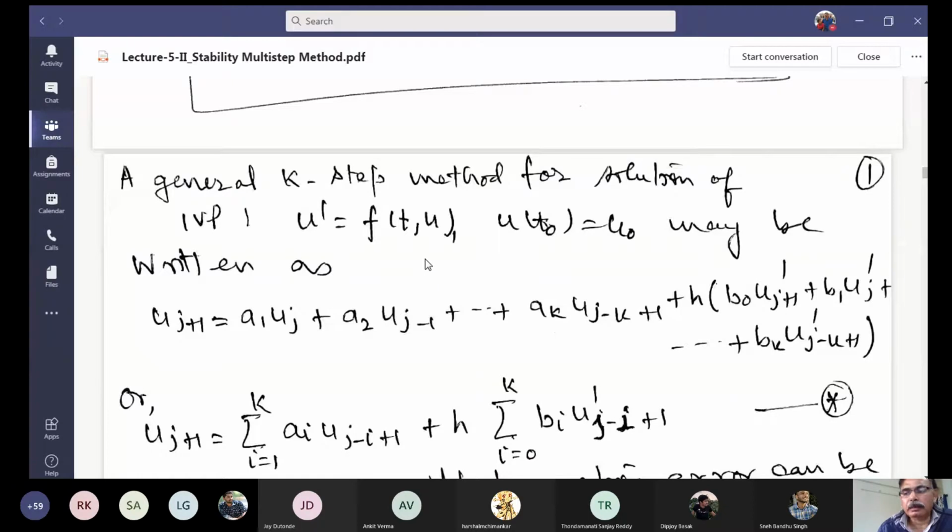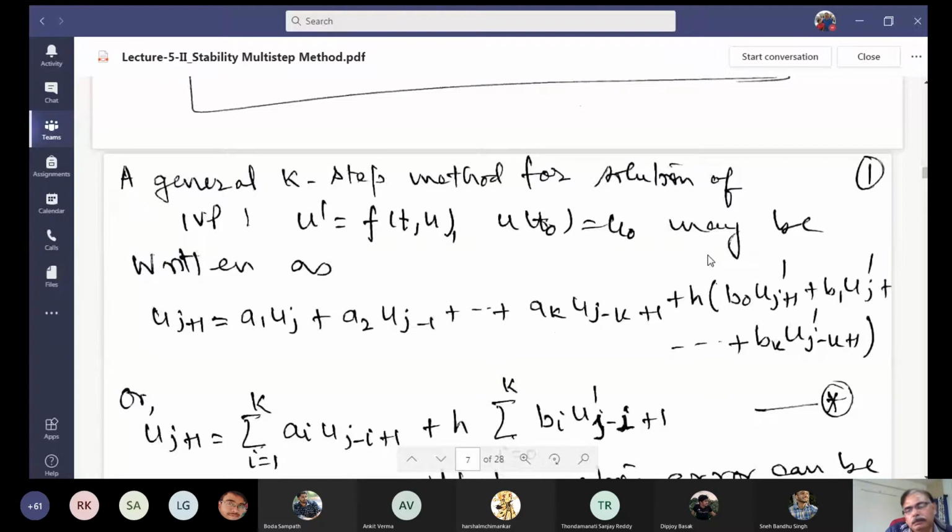Next we'll see what we have seen as the consistency part, and we'll see those things in terms of the polynomials rho and sigma. So this is what you'll see first, and then we'll move to the stability part of a multi-step method. So u prime equal to f(x,t), the same problem, u(t0) equal to u0.